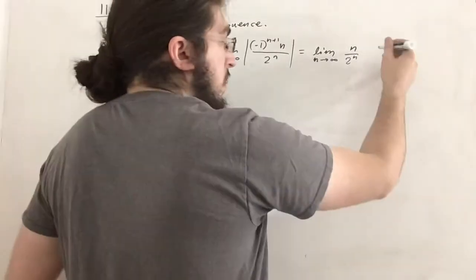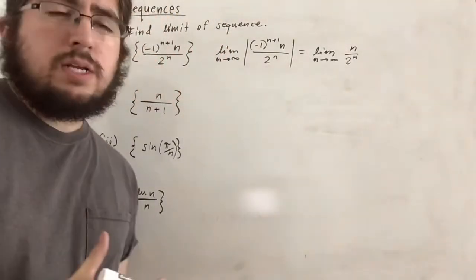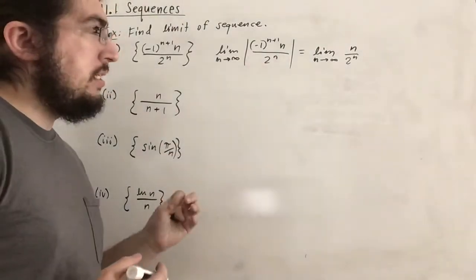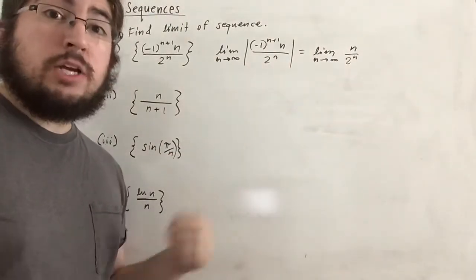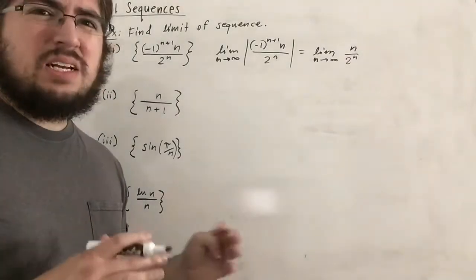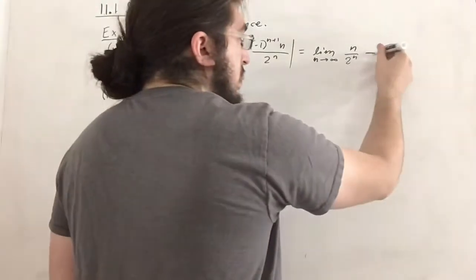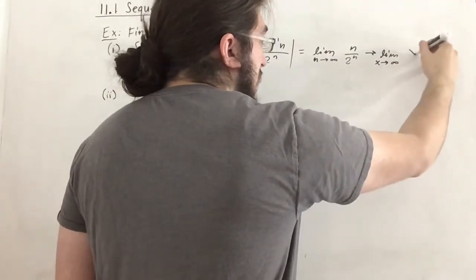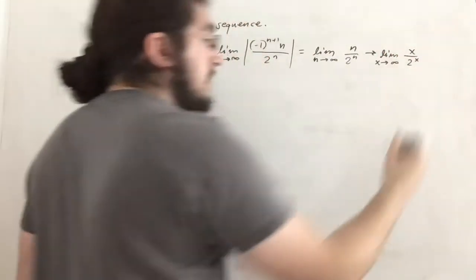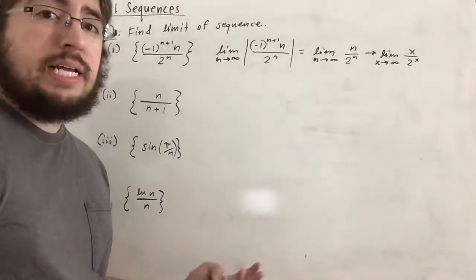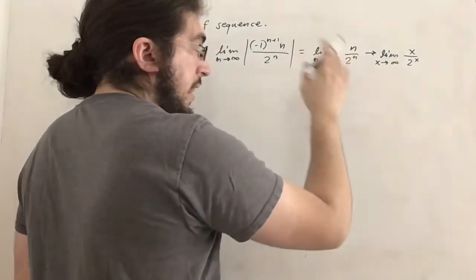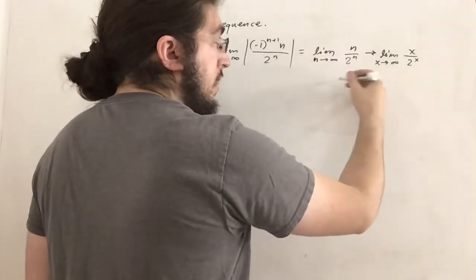So I don't mind showing you that, but to apply L'Hopital's rule, technically you need x's instead of n's because it needs to be a continuous function so you can take its derivative. But that's a little technical. I'll still do it anyways though. So now we're going to take the limit as x goes to infinity of x over 2 to the x. And now we can take derivatives because it's a continuous variable x as opposed to just a positive integer variable n.